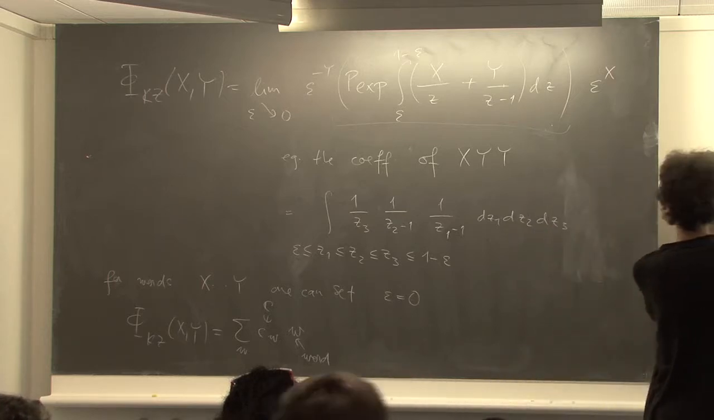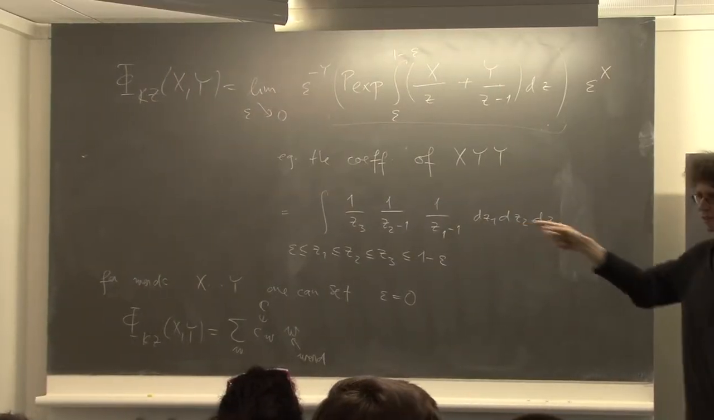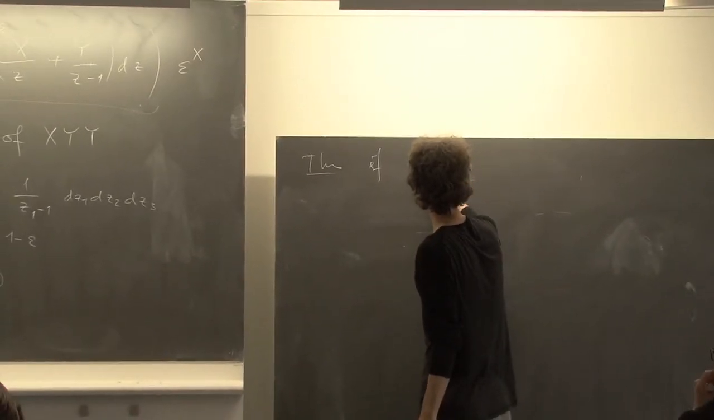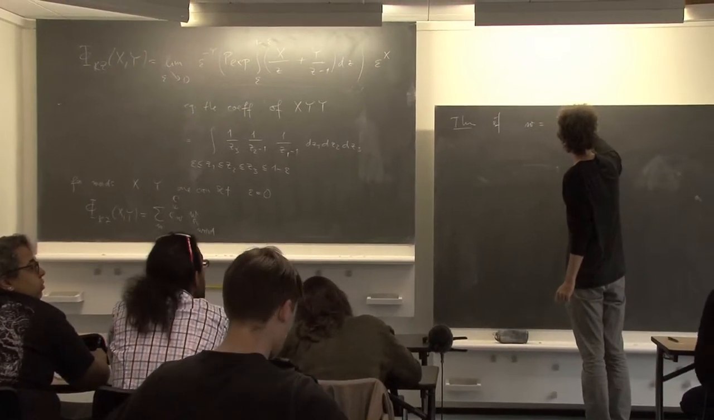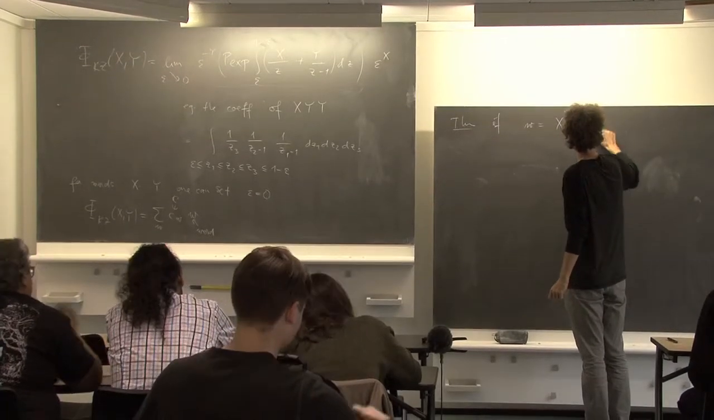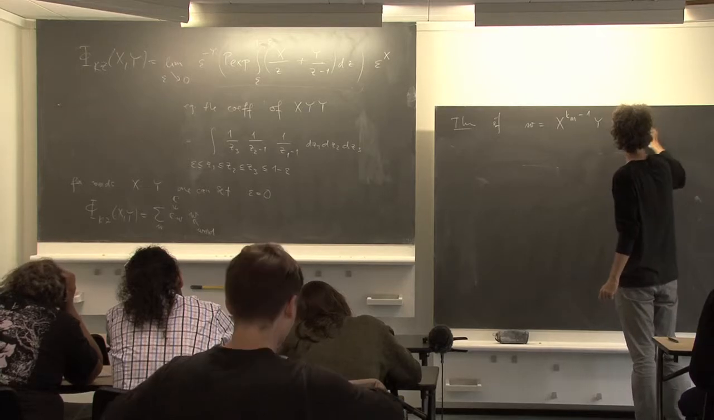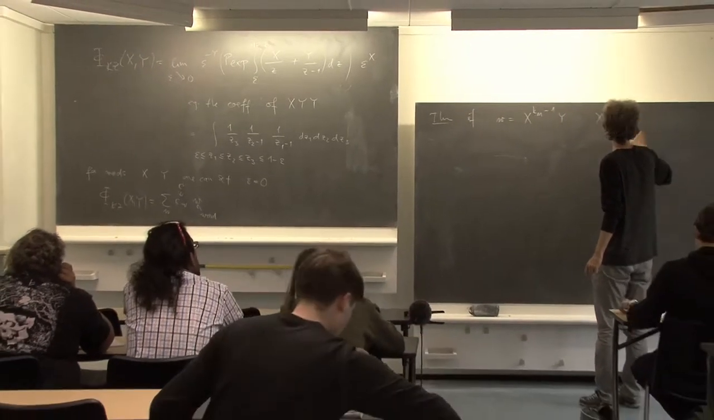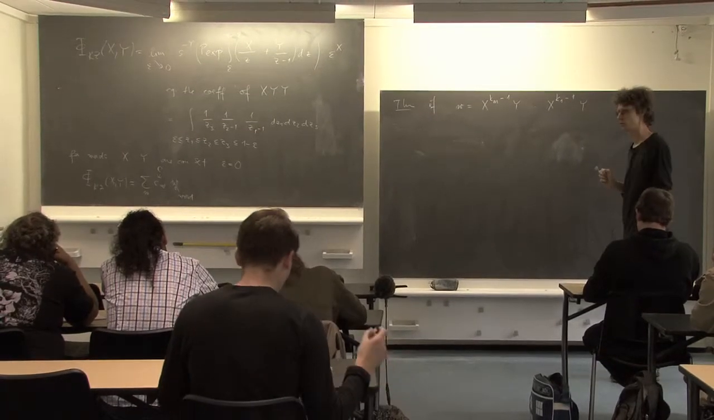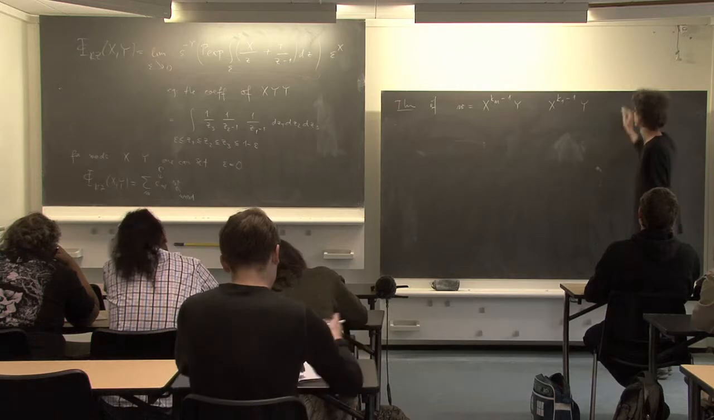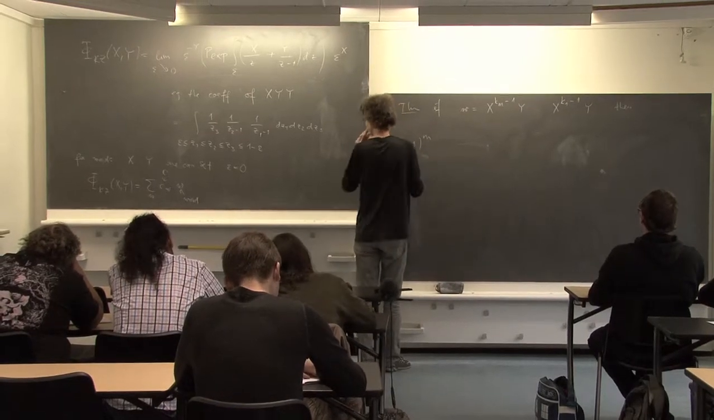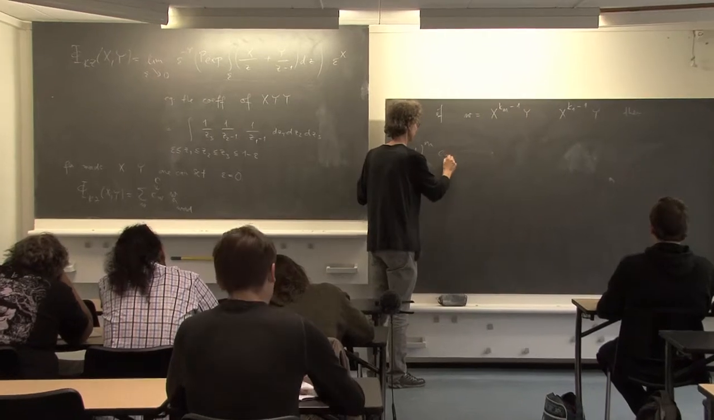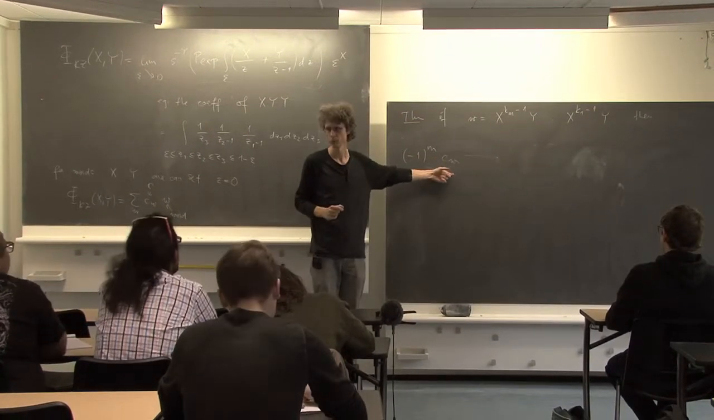And I finish with some theorem, or some calculation that I should finish. So there was a statement that if you have a word that starts with x and ends with y, it means that w is equal to, how is it called, x^(k_m − 1) y up to x^(k_1 − 1) y. So if you take a word like this, then (−1)^m times the coefficient of w. That's the sign of the coefficient, so I'm going to remove it.